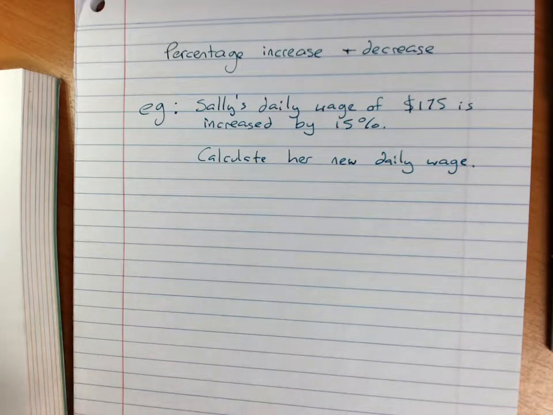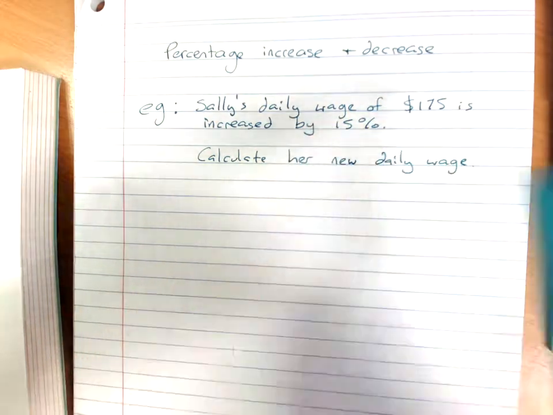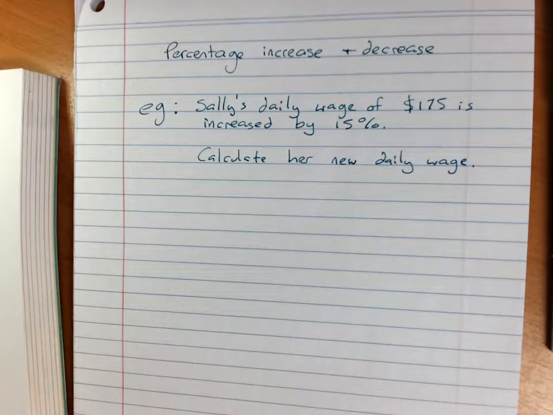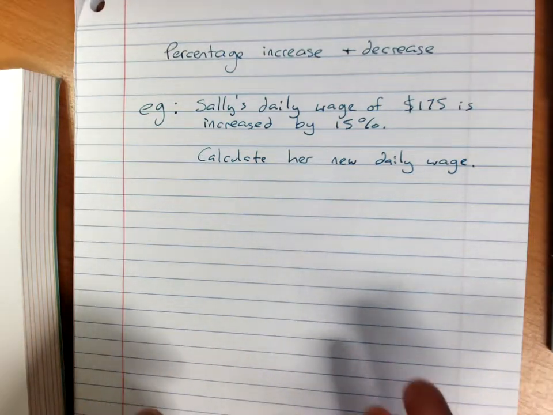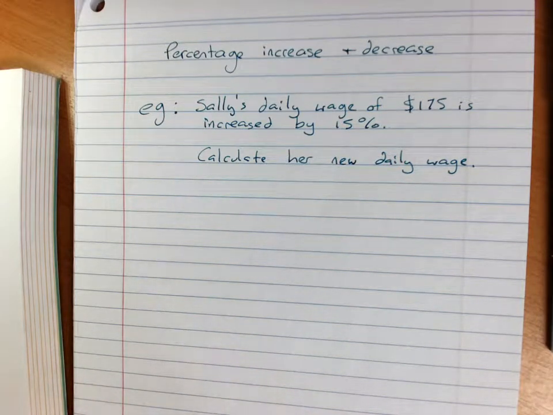There's two ways you can do it. You can just find 15% of 175 and add it on. That will work. If they cruelly decreased her daily wage by 15%, you'd find 15% of 175 and take it away. This would work, but there is more working if you do it that way. So we'll do one this way just so we know we've done it.